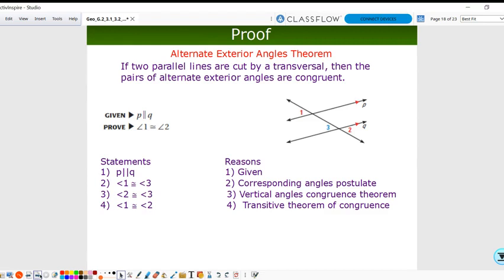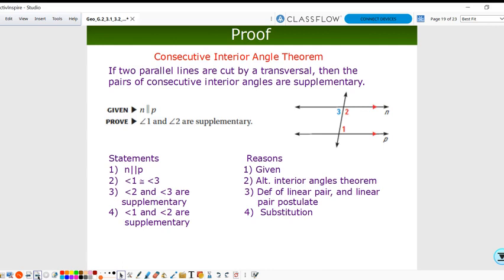Alternate exterior angle proof. Again, P and Q are parallel. 1 is congruent to 3, corresponding angle postulate. 2 is congruent to 3, vertical angle congruence theorem. 1 is congruent to angle 2, transitive theorem of congruence.